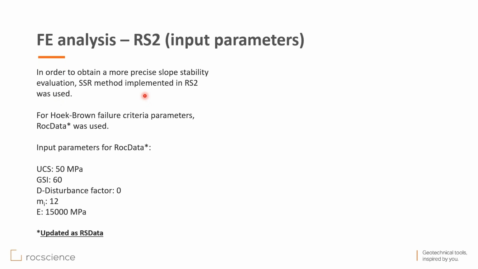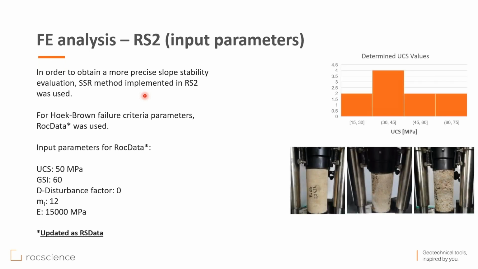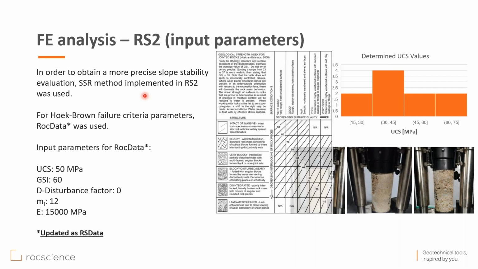From my point of view, RocData is one of the simplest software that Rocscience has, because you have to introduce the unconfined compressive strength of your rocks. For example, in our case, we considered a UCS value of 50. You have to consider the geological strength index of the rock mass, and for the present study case, we considered it around 16. And you have to consider another very important parameters, which are the mi constant and the Young modulus of the intact rock.